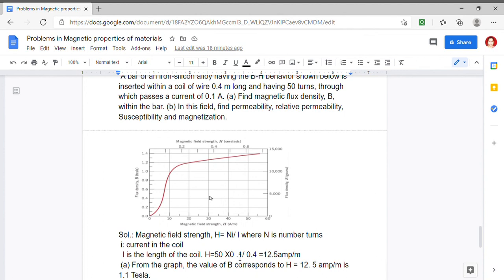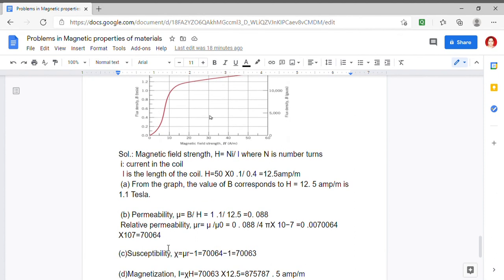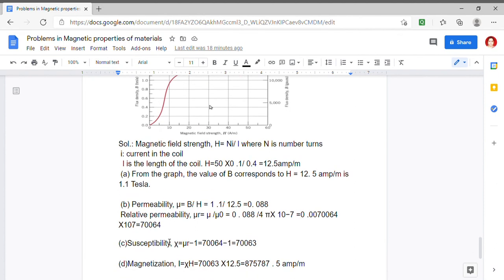Now, in order to find the value of B, I am using the graph. From here, we can see that the value of B corresponding to 12.5 is 1.1 Tesla. So we can easily find the value of permeability using the value of B and the data of H as mu equal to B upon H. Using this permeability, relative permeability can also be determined. Mu R is equal to mu upon mu 0.